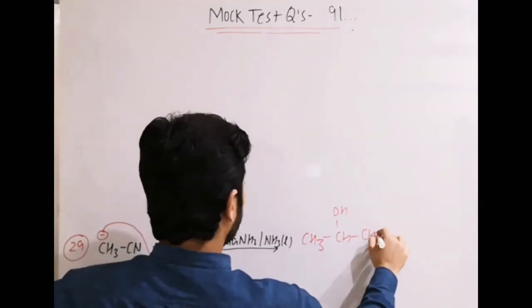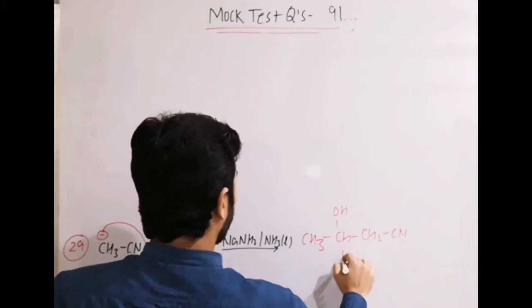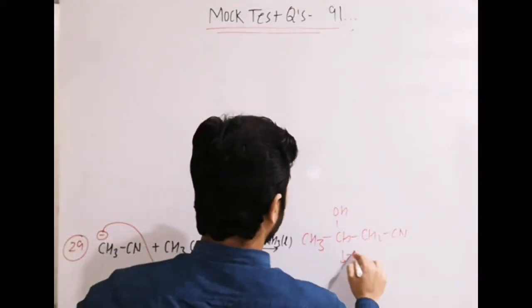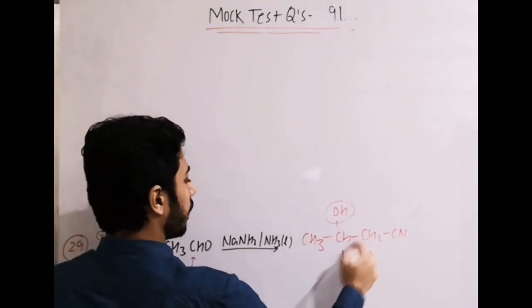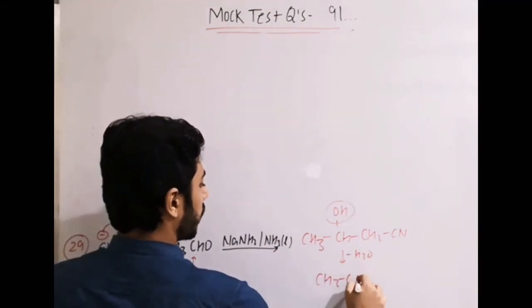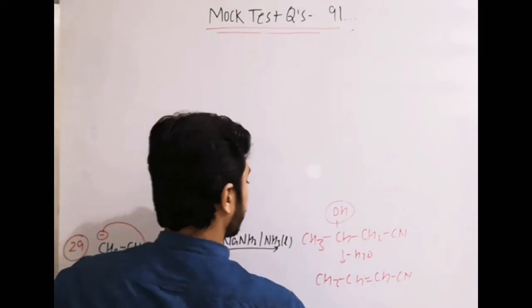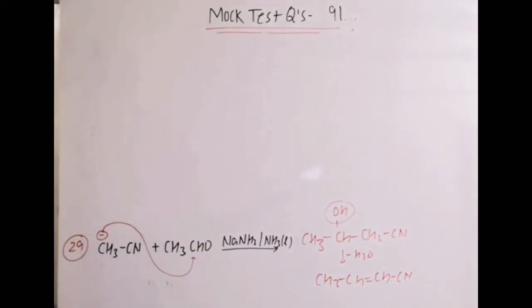OH CH2CN. Then strong base NH2 minus is present. Next step will be minus of H2O, just like aldol. OH will go from there, here H, and we will get the product CH2CN. Okay, just like aldol type.